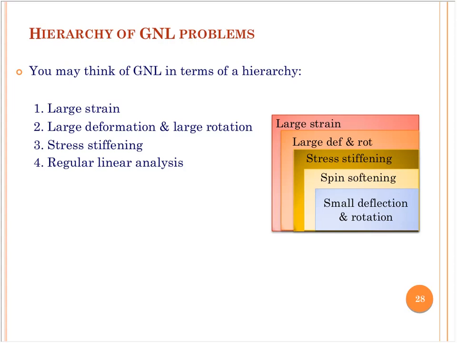The next one is the stress stiffening effect. Here it is done in an iterative fashion. In order to calculate the stress stiffness matrix, first we need to calculate the stress state in the structure. For that we need to do one iteration. In the next iteration we will update the stiffness matrix, then we solve the problem. The third one is the large deflection and rotation problem, wherein we have to separate the rigid body motion as well as the elastic deformation that are happening in the structure.